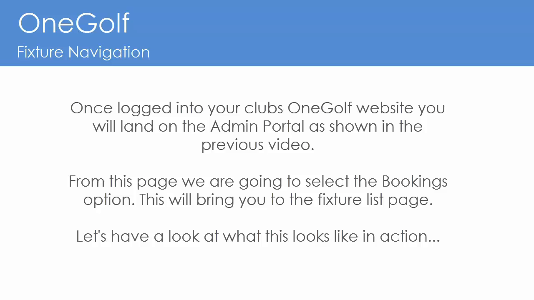Once logged into your club's OneGolf website, you will land on the admin portal as shown in the previous video. From this page, we're going to select the bookings option. This will bring you to the fixture list page. Let's have a look at this in action.